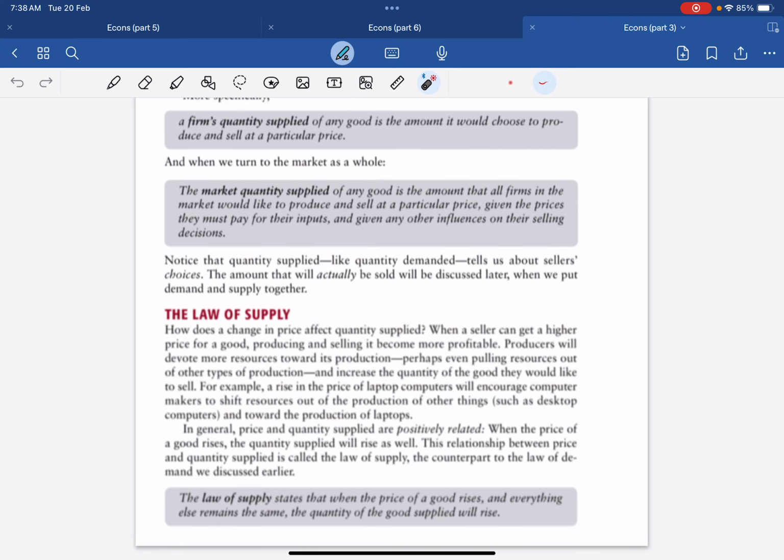So by the law of supply, it means that as the price of the good rises, then the quantity of the good supplied will rise. So what does it mean? When a seller is able to charge a higher price and it will now become more profitable, then the seller will choose to do so as he will earn more profits. So it means that the price and quantity supplied are positively related.